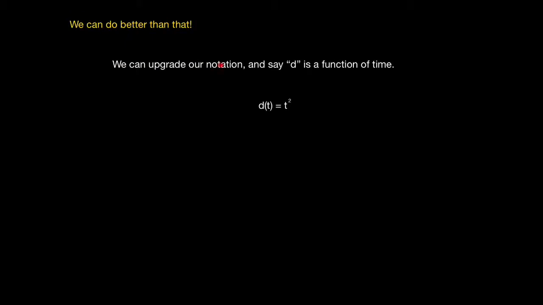We can upgrade our notation and say d is a function of time. We can write d of t equal to t squared. So again, if you give me any time t, you give me 2 hours, 3 hours, 4 hours, then my function, my distance function, will give you how many meters the rabbit has traveled. And that's pretty much the function notation. So let's apply it with some examples.